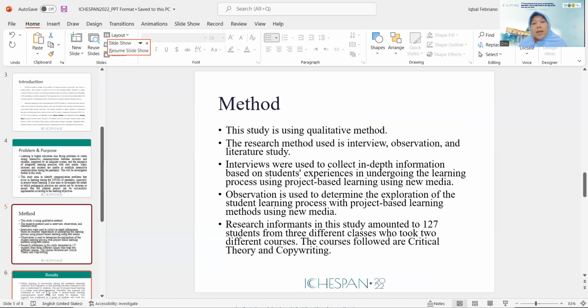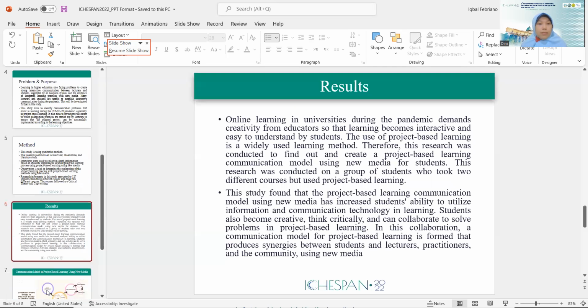Observation is used to determine the exploration of the student learning process with the project-based learning method using new media. Research involvement in the study amounts to 127 students from 3 different classes who took 2 different courses. The courses followed are critical theory and copywriting.